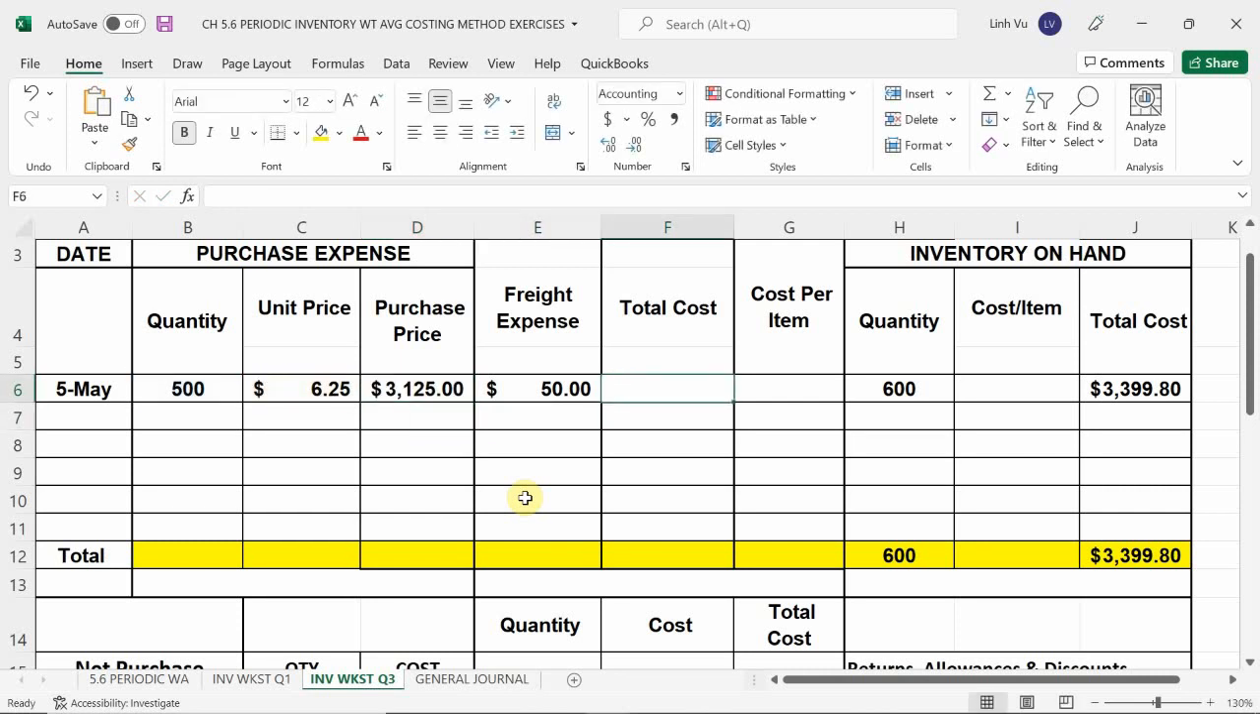Okay, plus $50 gives me a total cost of $3,175, and I don't need to do my average cost because I have beginning inventory. It won't matter to me at the end of the day. So, all right, and let's see what happened next.